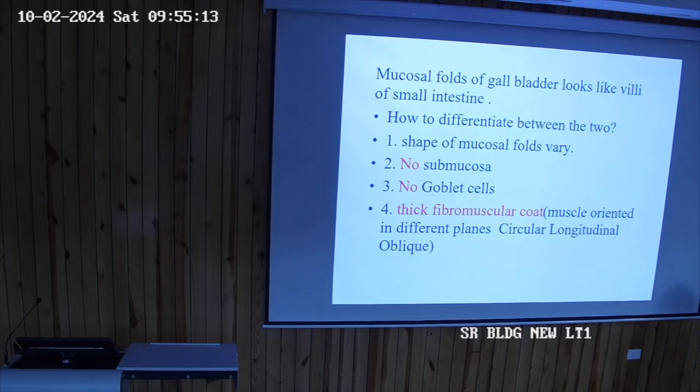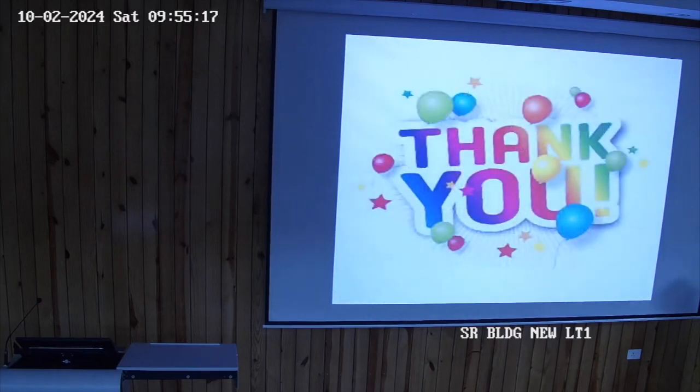Small intestine and large intestine basically have a number of goblet cells. We are done with this. So what topic have we covered today? Histology of pancreas, liver and gallbladder. Pancreas and gallbladder are short, but the histology of the liver is a bit more complicated.